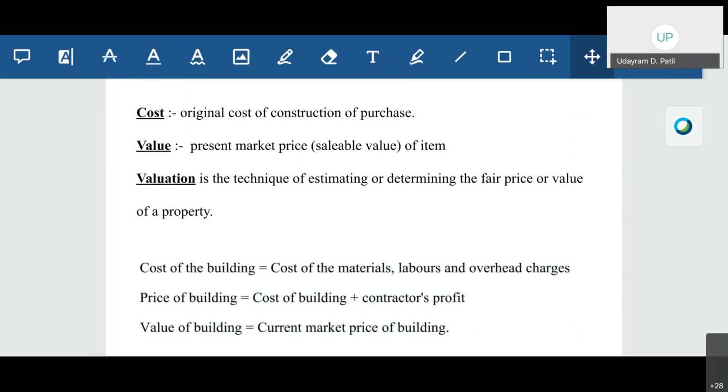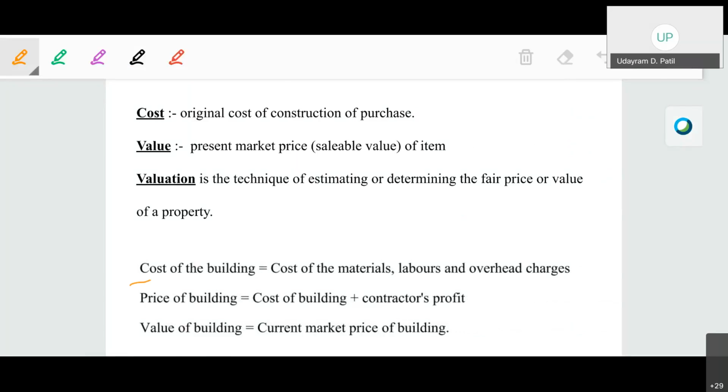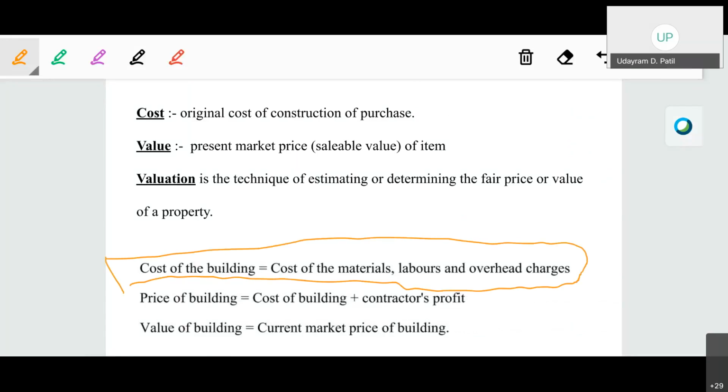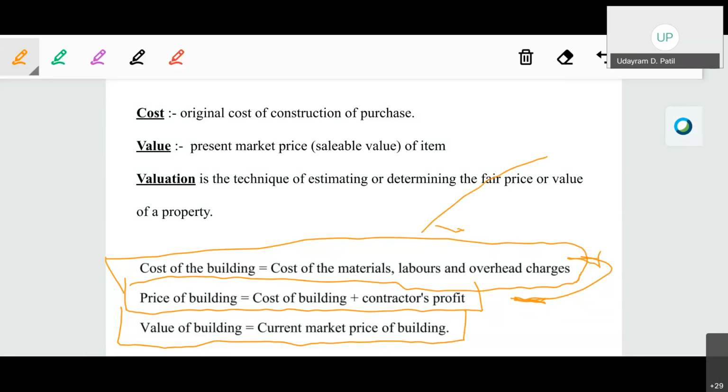Okay, now as you know, the cost of the building will be the cost of the materials, labor plus overhead charges, whatever charges there will be. The materials that will be required, the labor that will be required. The price of the building will obviously be the cost of the building, and the value of the building will be the current market price of the building. Now the cost and the profit will be constant, whereas the valuation of the building might be lower or higher.